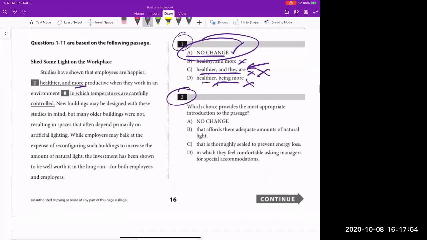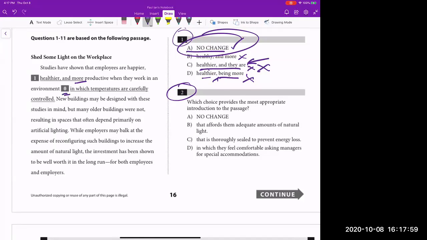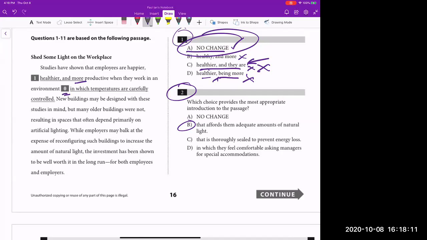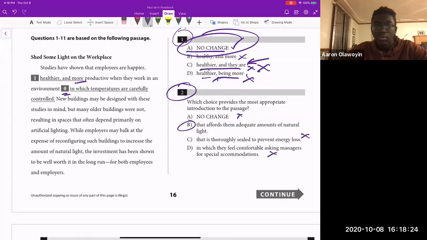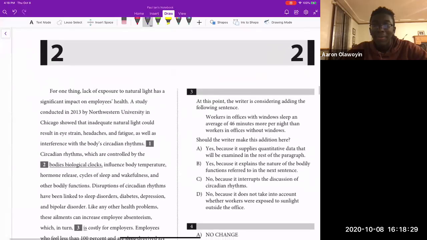Okay, what about number two? B. Yeah, B is correct. The numbers are off. Okay, why? It matches up with the theme of the paragraph. And the other ones don't, right? It doesn't introduce the remainder. It's not in context with the other ones. So is this the one you actually did then? Yeah. Okay, I guess that's good.